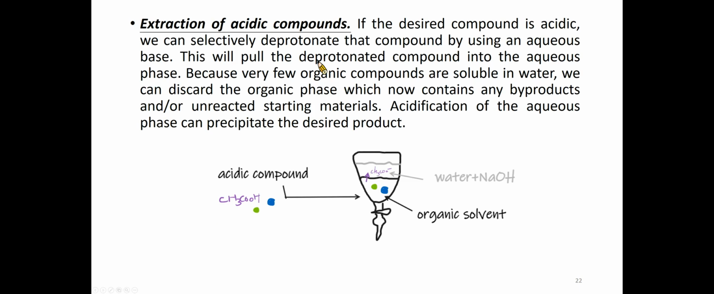The second scenario is the extraction of acidic compounds. In this case, we can use aqueous base to extract the acidic compounds. Under basic pH, acidic compounds will be deprotonated, existing as an ionic state, which is soluble in water. By collecting the aqueous phase, we can extract the acidic compounds.